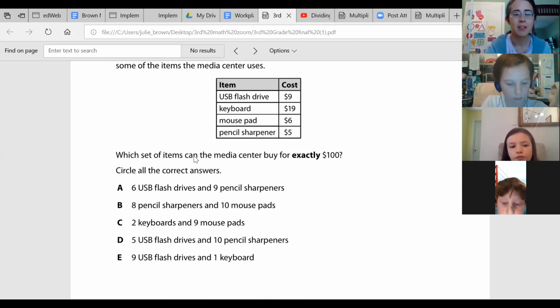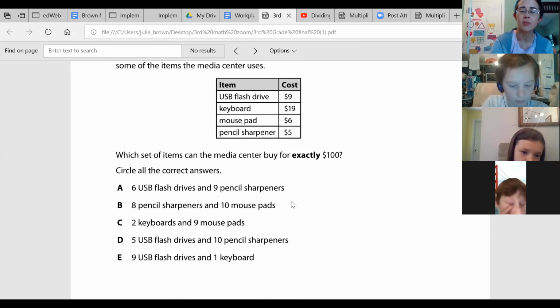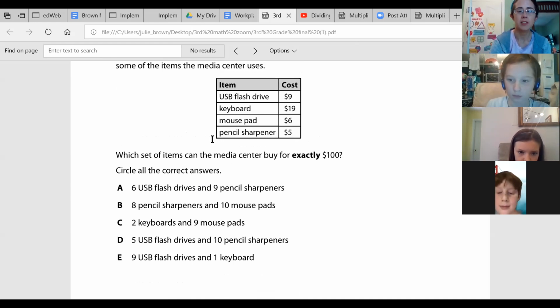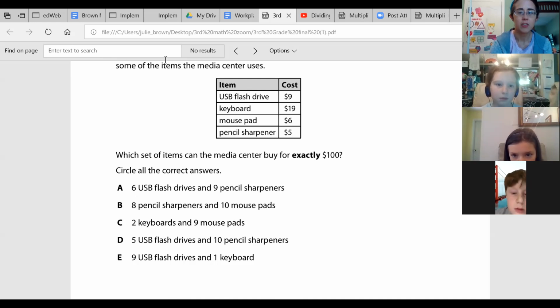So I'll tell you right now, it's not A, but let's just really quick prove that it's not A. If you guys will just tell me what I need to multiply. It says 6 USB flash drives.